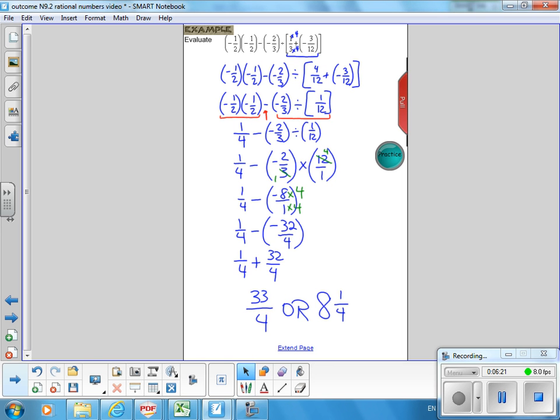So even though that question might look like it's really confusing, break it down and do it step by step. And it's just a bunch of little operations with fractions. And you use your order of operations and you do one at a time, and you can work through it.